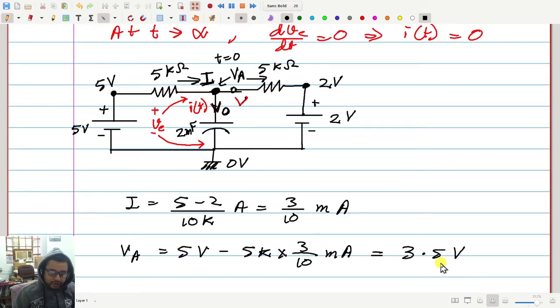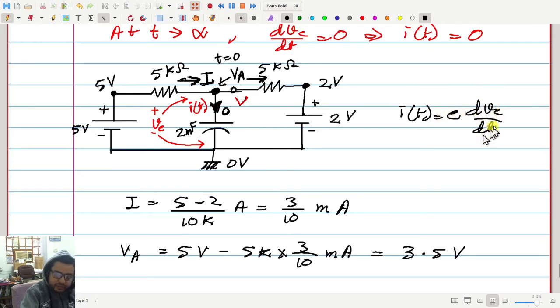Sir, but in the steady state, you said there is no current. In steady state there is no current in the branch of the capacitor, but here there is definitely current. Why is there no current in the branch of the capacitor? Because this current I is equal to C dVc/dt. The capacitor is fully charged, so this derivative is 0, and so the current is equal to 0.